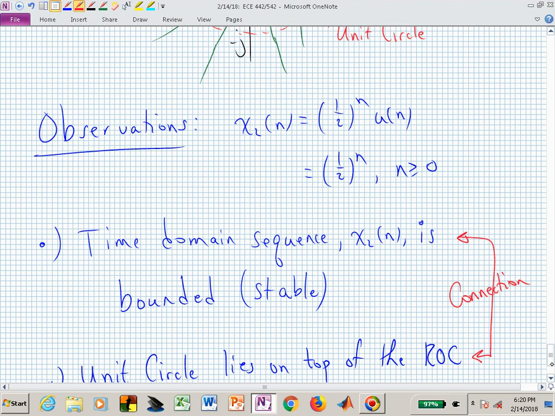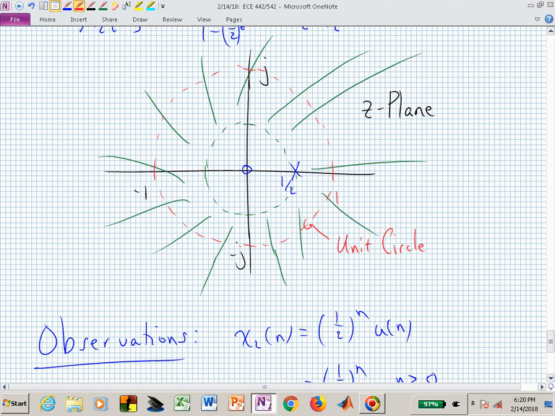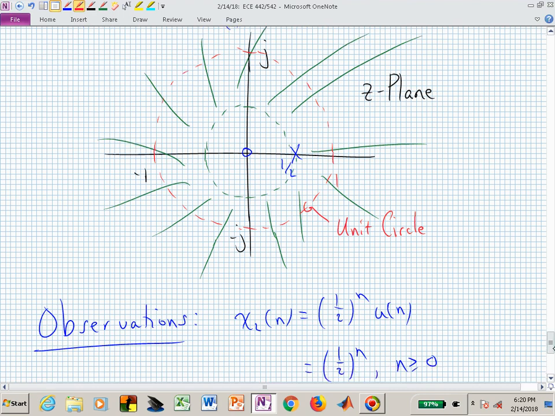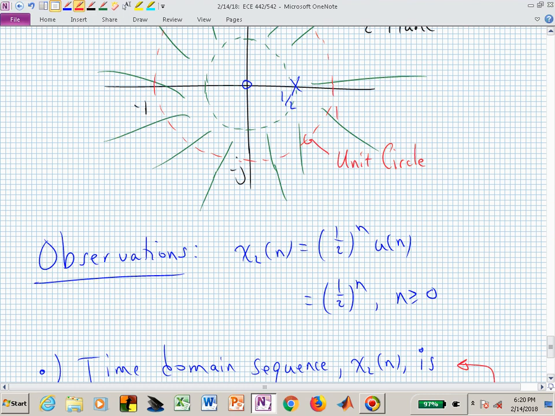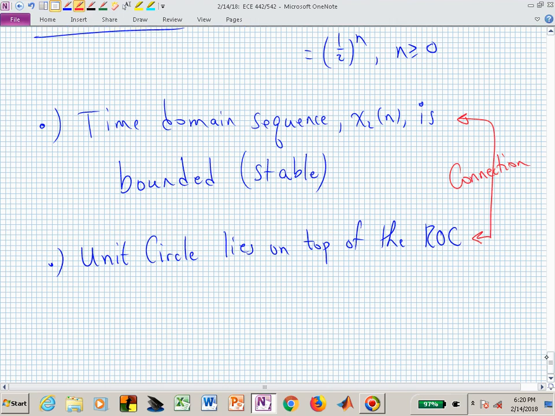This one now, since the unit circle is inside the region of convergence, or shaded, or on top of the region of convergence, this gives rise to a bounded time domain sequence. The previous one, where was the unit circle relative to the region of convergence? It was not on top of it, was it? It did not belong to the region of convergence, the unit circle. So in this case, our connection says, oh, the unit circle is lying on top of the region of convergence. Boom, our time domain sequence is bounded.